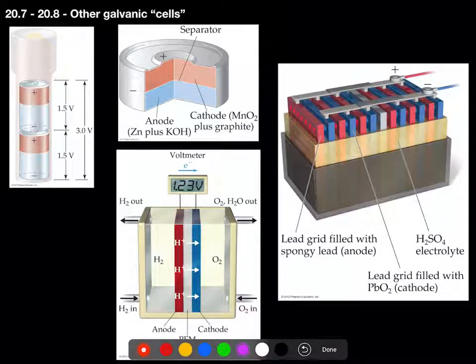Hello, AP Chemistry, and welcome to batteries and corrosion. We're just going to quickly talk about these sections from your book for Chapter 20.